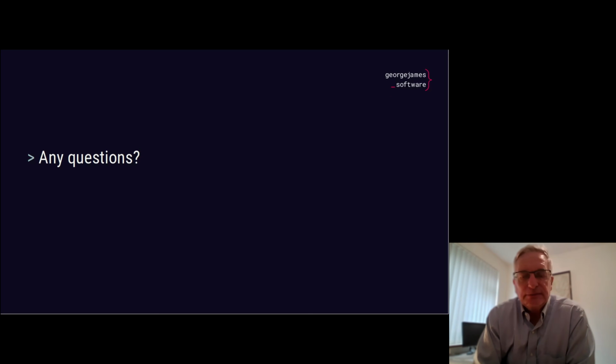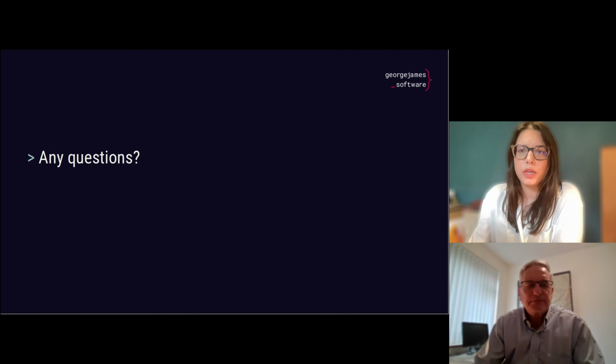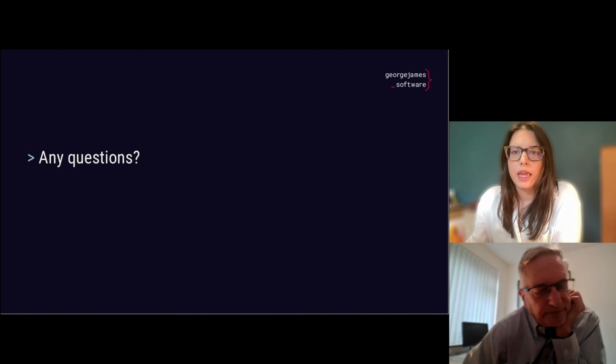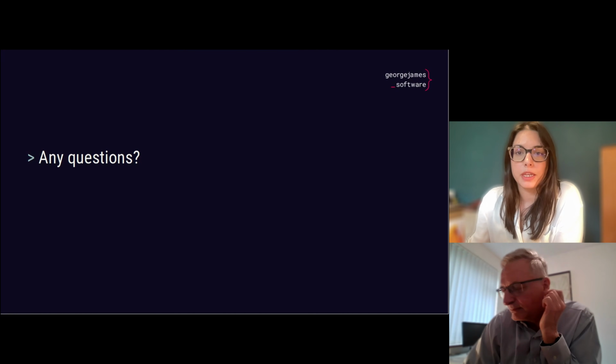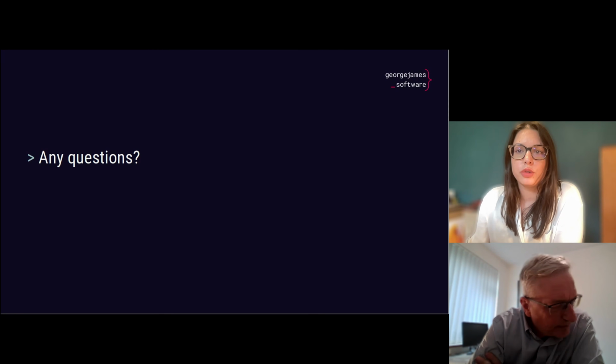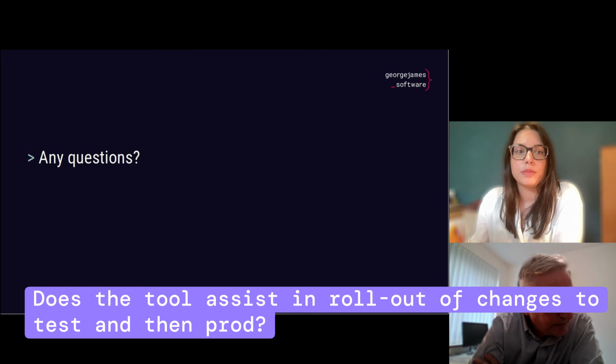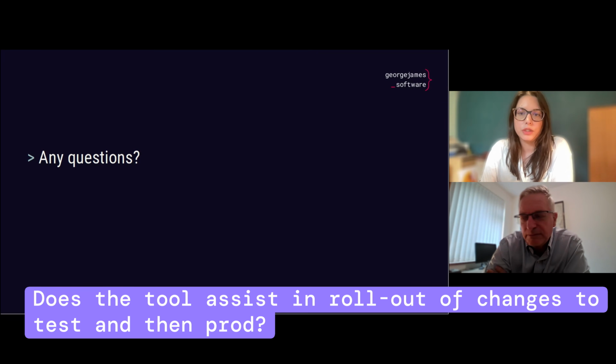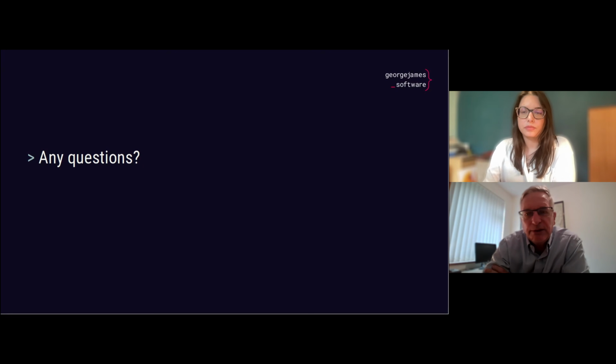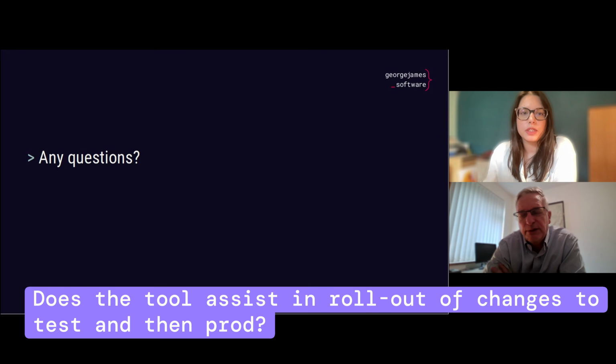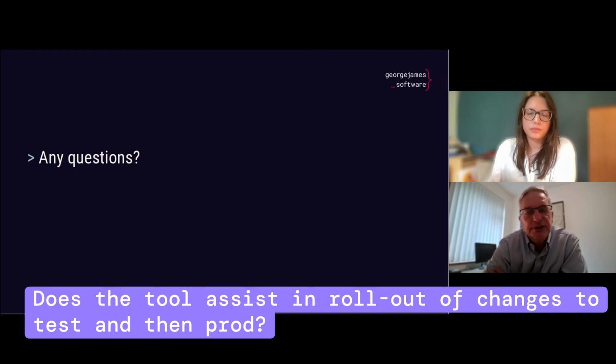Are there any questions? We had one question in the chat, which was from Iftikhar, just asking, this was at the beginning of the demo, asking about how the tool assists in the rollout of changes from test and production. So I don't know if there's anything you want to expand on that other than what you've shown. Sorry, can you just clarify what the question was? How do you roll out changes from test and production? Yeah, does the tool assist in the rollout of changes to test and then production? Oh, to test and production.